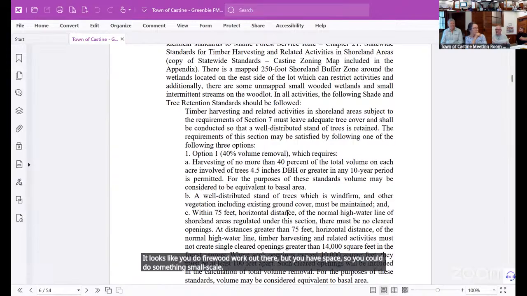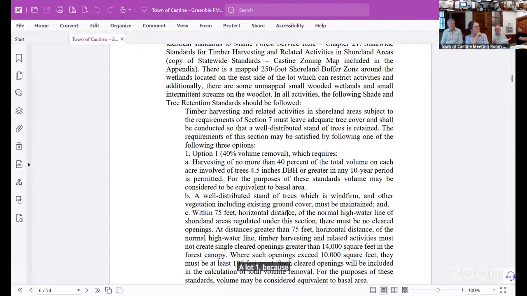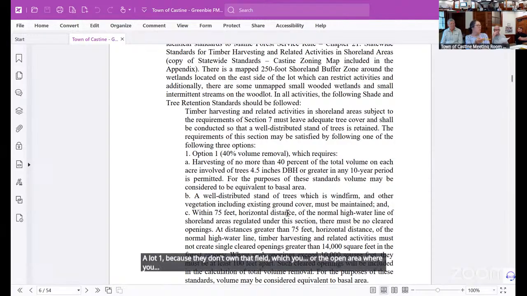I'm saying this here, and the report will try to describe this. That doesn't work if a person only owns map 8 lot 1, because they don't own that field, or the open area. But in our instance, you own them both, so that takes a lot out, so there's that.